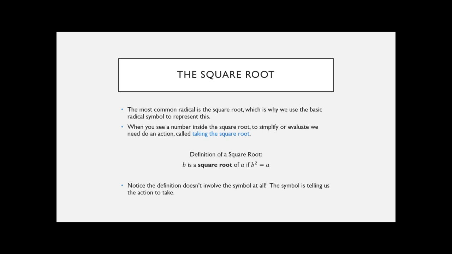Now, the definition of a square root actually does not involve the symbol at all. It says B is a square root of A if B squared is equal to A. So the definition of a square root is defined in terms of exponents, things being squared. If you can square the number and get the other number, then it is considered a square root.